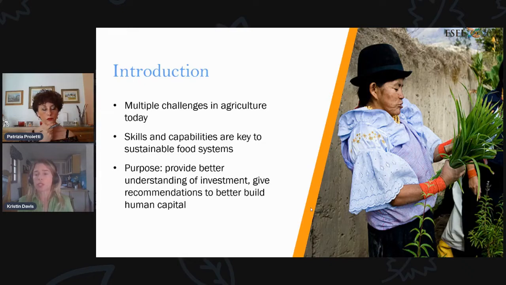So we really wanted to look at human capital specifically, and human capital within agriculture. We define human capital operationally for the study as the skills and capabilities of small-scale agricultural producers to successfully manage their farming practices, looking at their functional skills as well as the technical skills, plus business and managerial skills. So we'll touch on all of those.